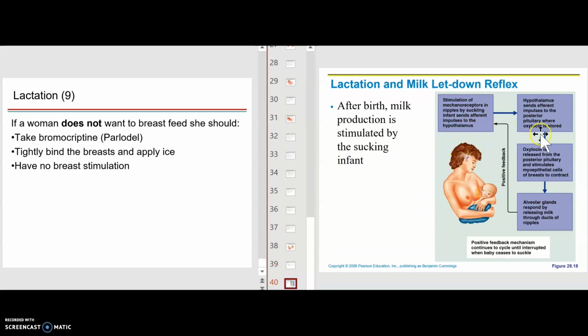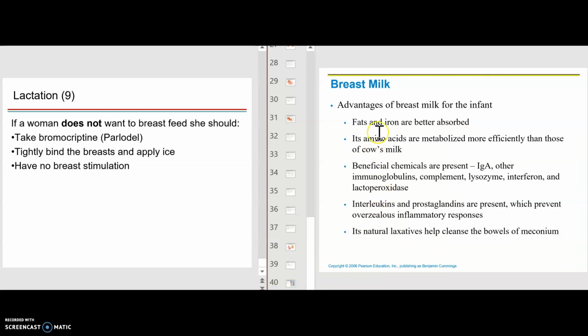Here again, we talked about this. In breast milk, fats and iron are better absorbed. Breast milk's amino acids are metabolized more efficiently than those of cow's milk. It has beneficial chemical suppressants: immunoglobulins, lysozyme, interleukin. And meconium is the feces in the newborn that's been born.